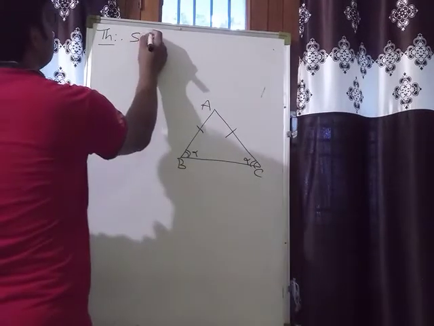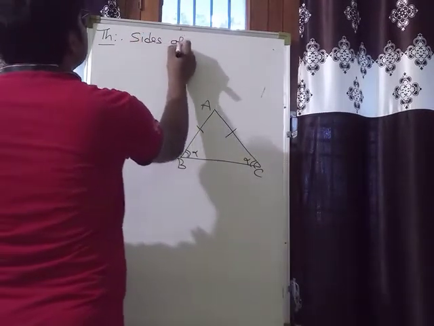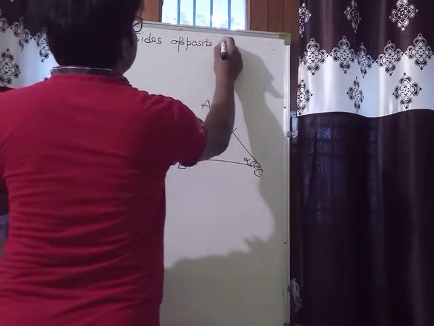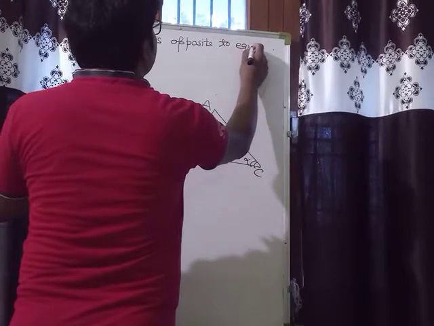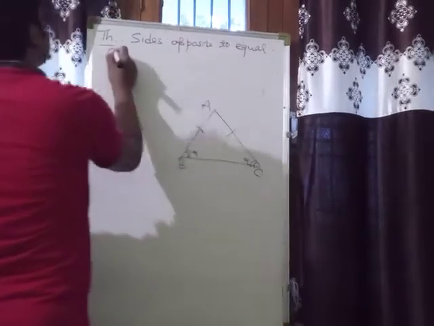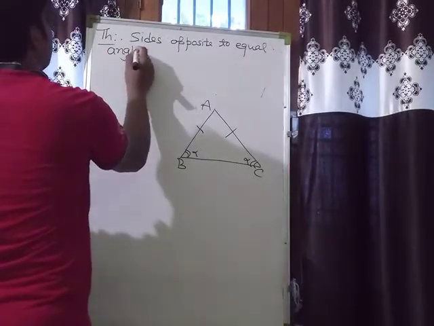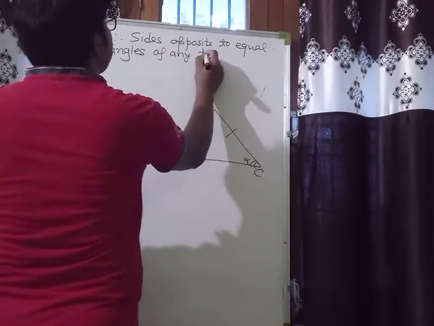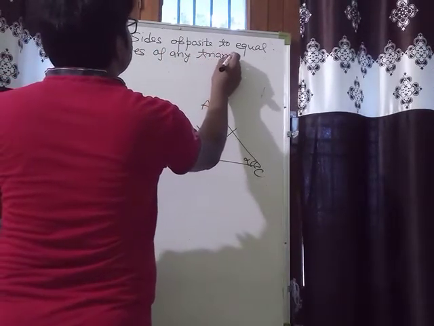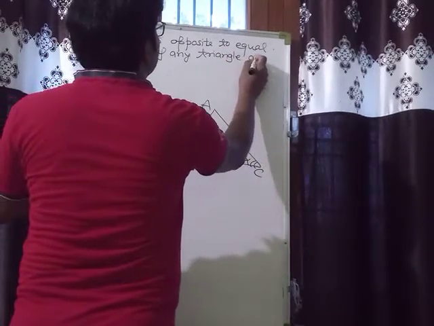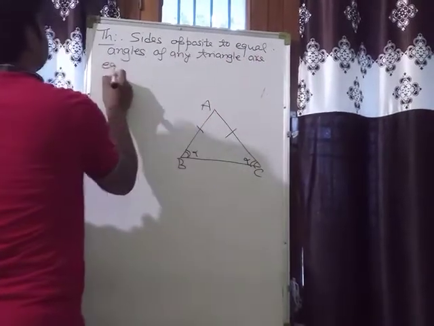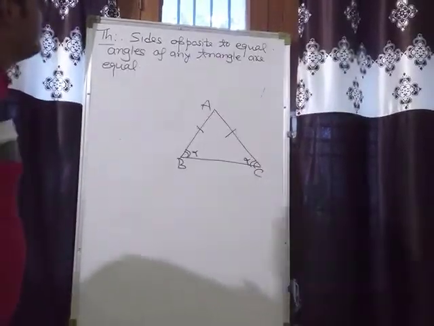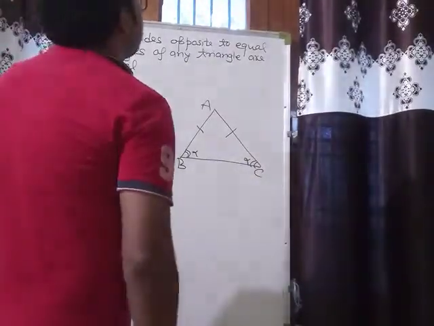So sides opposite to equal angles of any triangle are equal. Okay, sides opposite to equal angles of any triangle are equal.